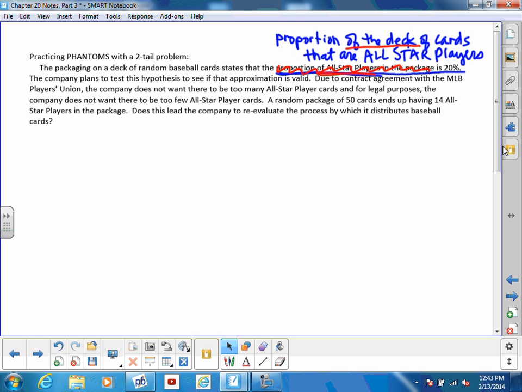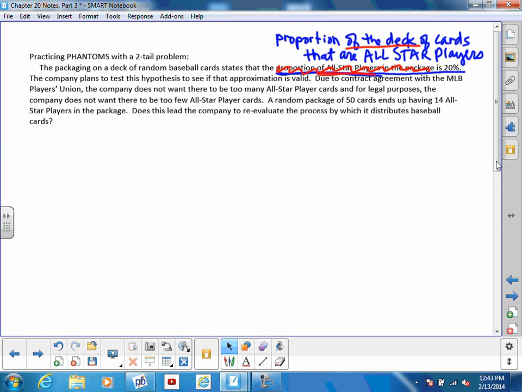The company plans to test this hypothesis to see if that approximation is valid. Due to contract agreement with the MLB Players Union, the company does not want there to be too many all-star player cards in the deck. And for legal purposes, the company does not want there to be too few all-star player cards. A random package of 50 cards ends up having 14 all-star players in the package. So does this lead the company to reevaluate the process by which it distributes baseball cards?